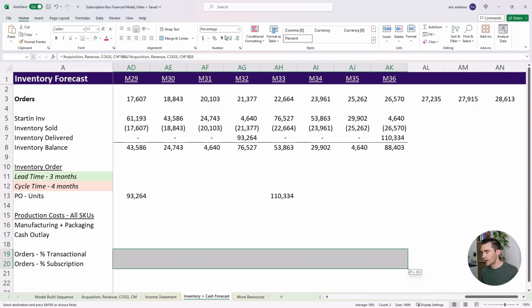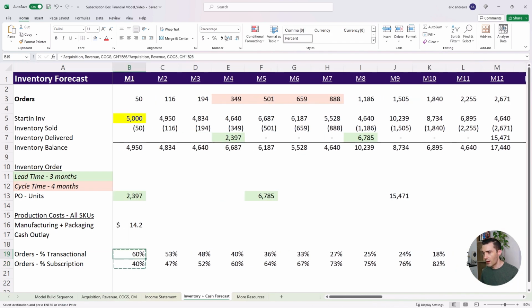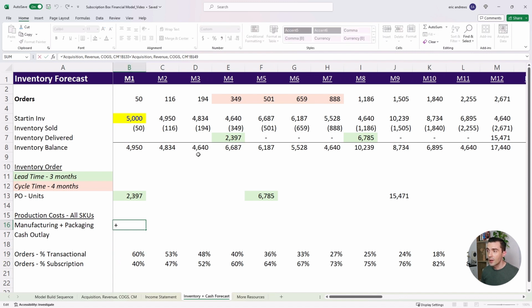So let me just show you how I would do that. I would say, okay, 60% of your order COGS are coming from transactional customers, and 40% are coming from subscription customers. So the average manufacturing and packaging COGS are 7.20.